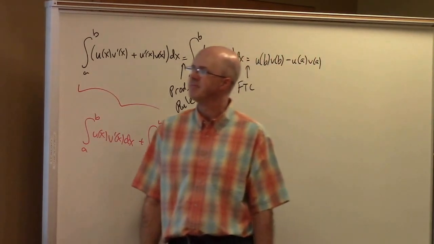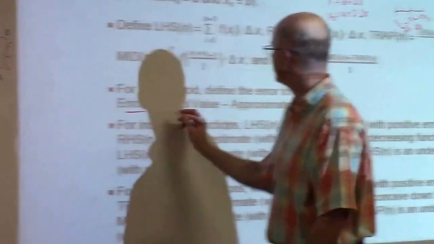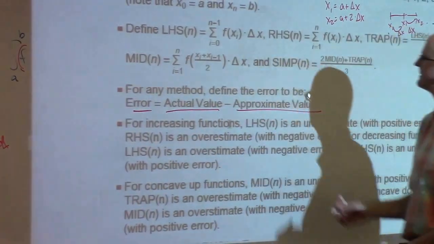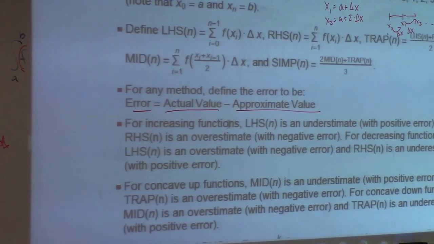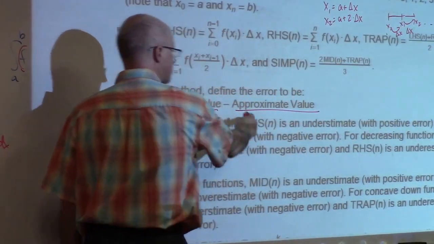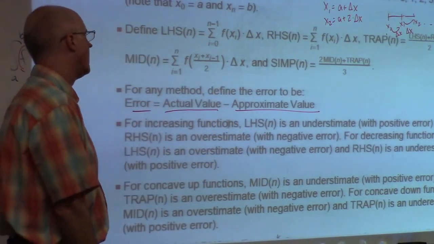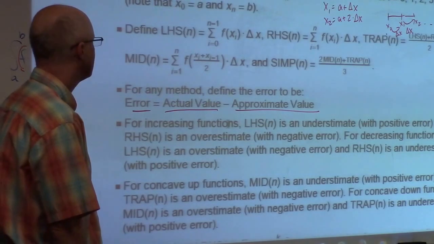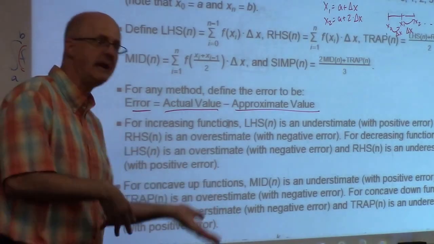For any method, the error is the actual value minus the approximate value. And I remember the order of those things because actual comes before approximate in alphabetical order in the dictionary. Although people don't look things up in dictionaries anymore. You know, AC comes before AP, and that's how I remember the order of it. You could also do it as actual value minus estimated value, and A comes before E as well.